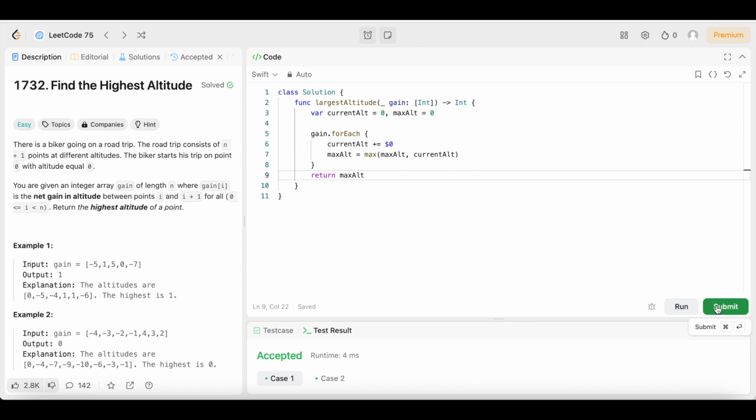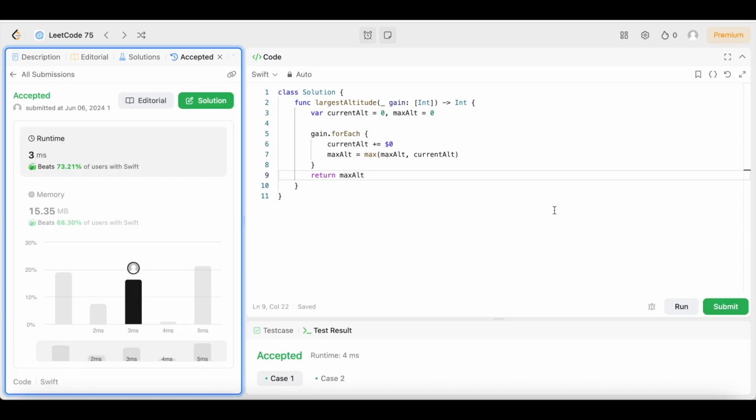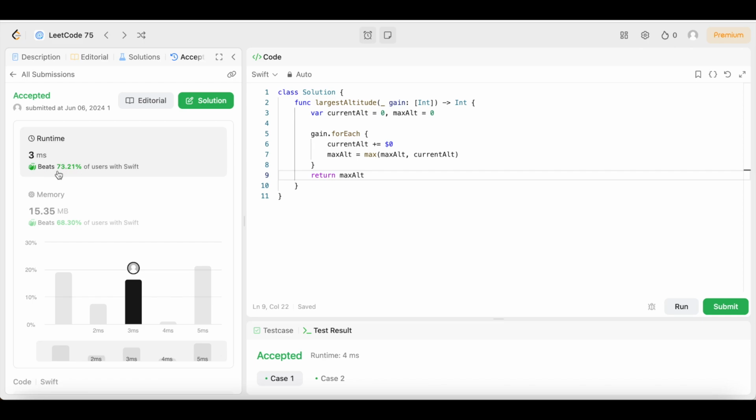Boom. It's accepted. So let's submit it and see what happens. Fingers crossed, you guys. Let's see. Ooh, and we beat 73.21% of users with Swift. 3 milliseconds, not bad at all.